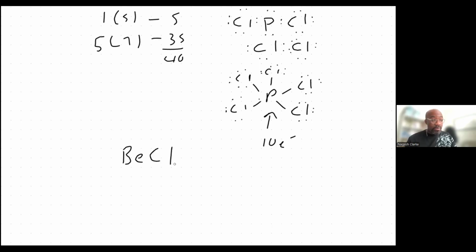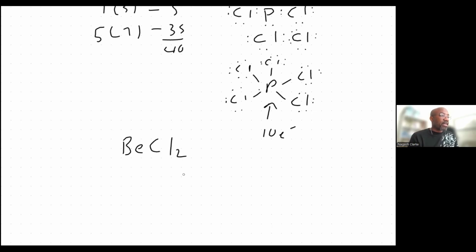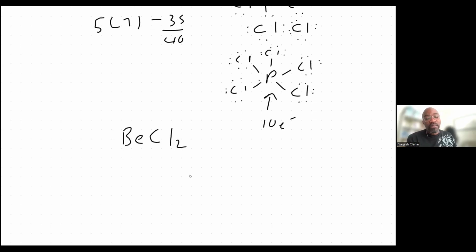Beryllium is a metal, but it can form covalent bonds. So beryllium is two, my two chlorines, seven. So we have 2 plus 14, 16. Beryllium is going to be in the middle. It's a metal, so it's definitely going to be lower than chlorine.